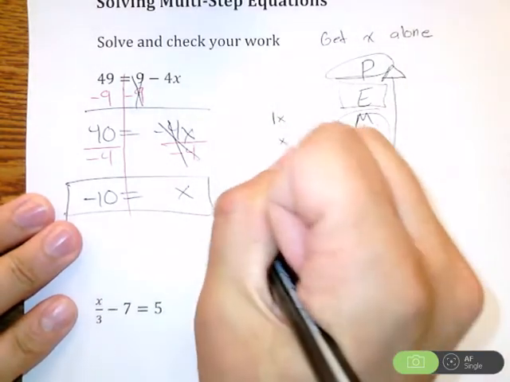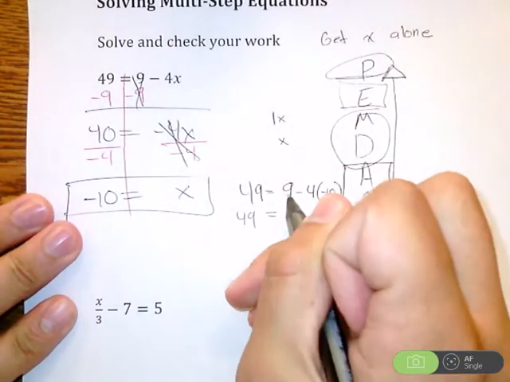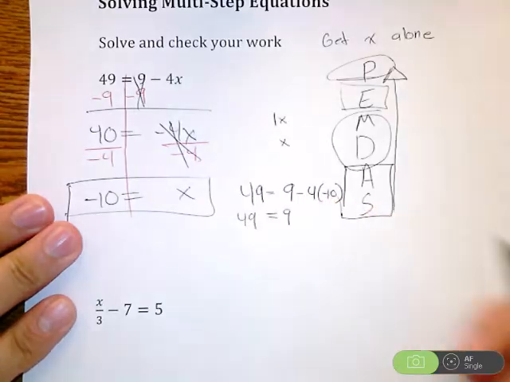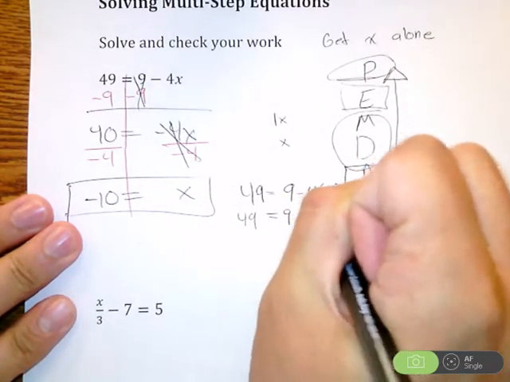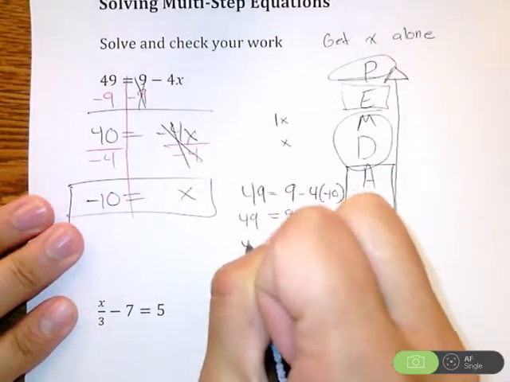So on the left side, I have a 49. On the right side, I still have a 9. I have negative 4 times negative 10, which is 40. Still have a 49 on the left side.